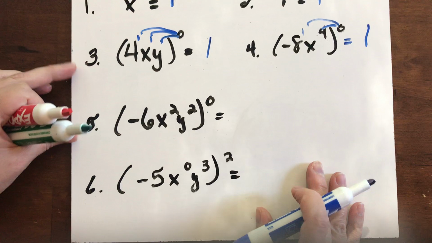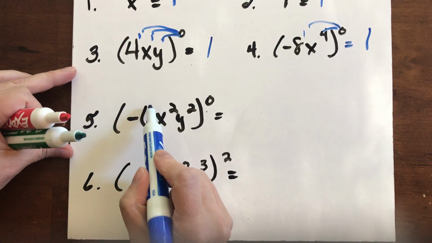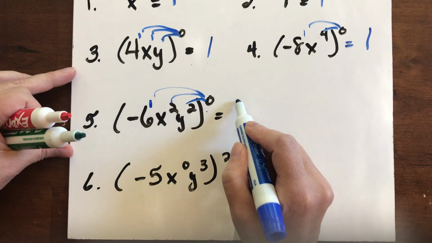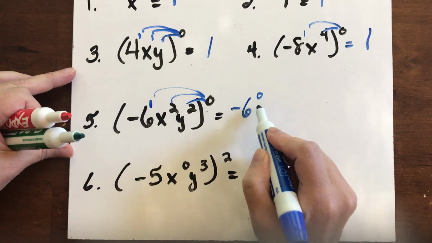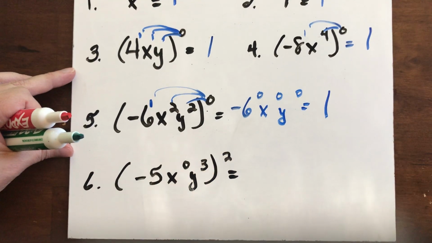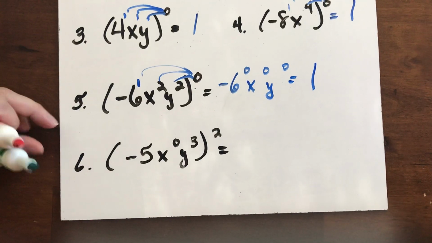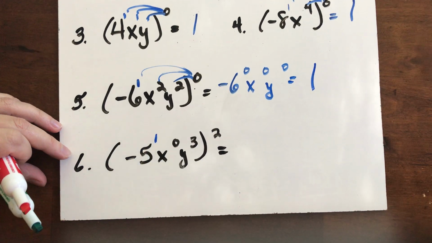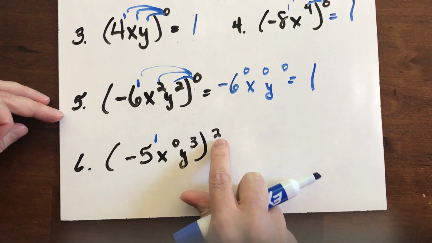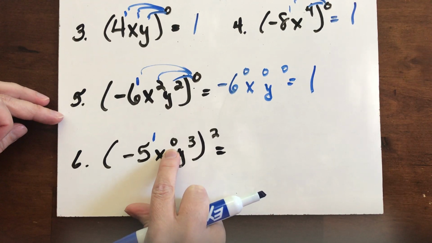All right, now let's look at this one. Again, we multiply everything to the 0 power. Here, let's do this out for the heck of it. So this would be negative 6 to the 0, x to the 0, y to the 0, which is going to equal 1. All right, now let's look at this one. I'm going to put a 1 on that because it has an exponent. Now, what do you notice? That's not a 0, but do you notice something else? We have a 0 in there.